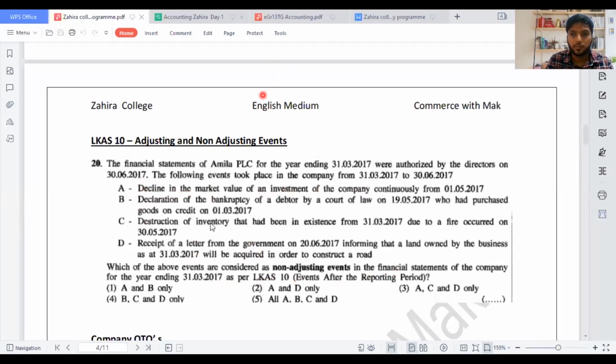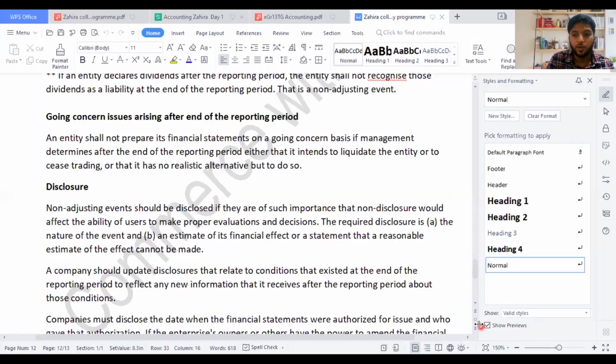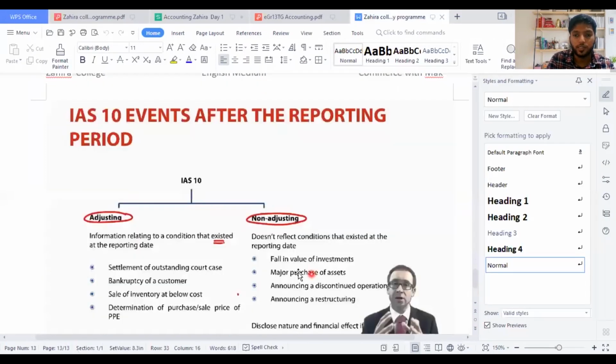I just showed you here. When the market value is falling down, it's a part of a non-adjusting event. So A is a non-adjusting event. So I can go with A first of all. Then I move on to the next part of the content.